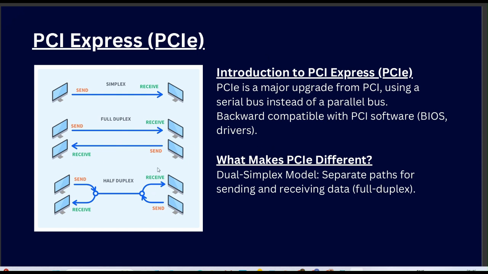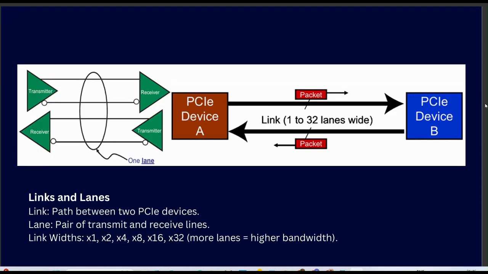So, how does communication take place in PCIe with the help of link and lanes? What do you mean by link and lanes? Anyone heard about it before? Before that, I have a question. What does that mean, like backward compatible with PCIe?